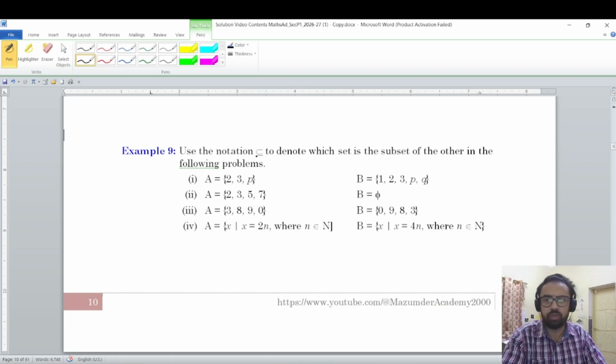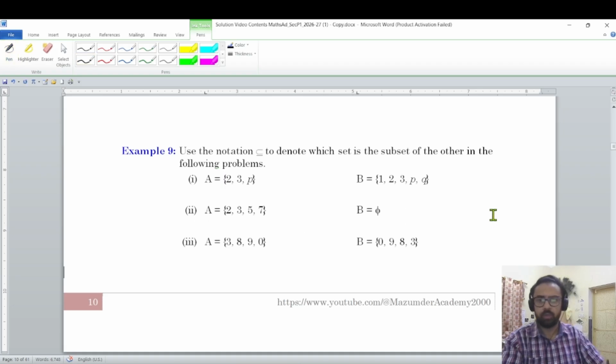We need to use the notation ⊆ to denote which set is the subset of the other in the following problems. Say A = {2, 3, P}, B = {1, 2, 3, P, Q}; A = {2, 3, 5, 7}, B = {5}; and so on. So here set A is this, B is this.